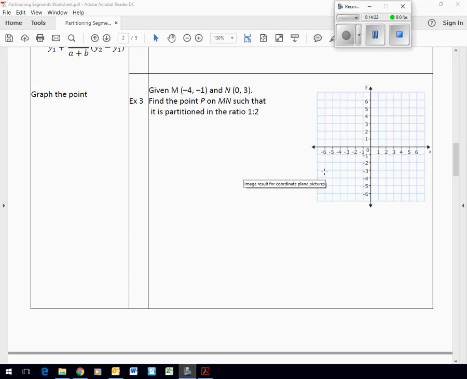All right. So, first thing I should do, remember, this is T, okay? First thing you should do is graph. Graph your points. -4, -1 is M. Should be right there. And 0, 3 is N. Okay? Create yourself your little graph.